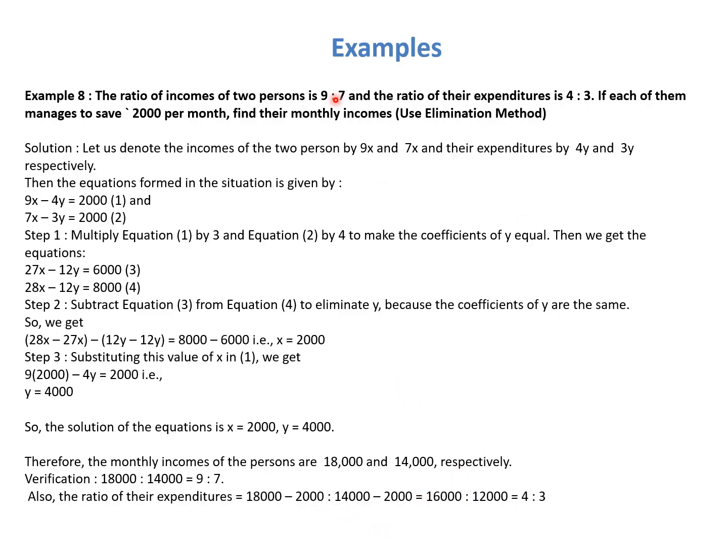When you subtract 16,000 from 18,000, you'll get 2,000 as the saving. And likewise for 7 into 2, 14,000. When you multiply 3 with the 4,000, you have 12,000. So 14,000 minus 12,000 is again 2,000, which is the saving of that particular person. So we'll move to the next question.